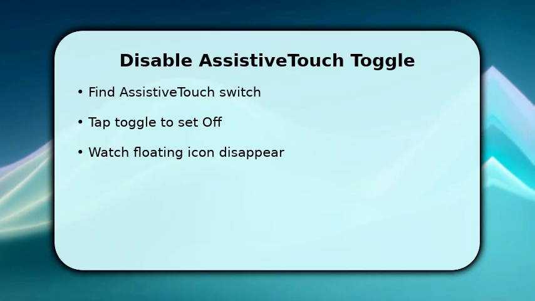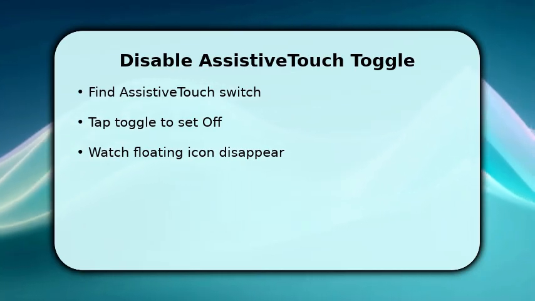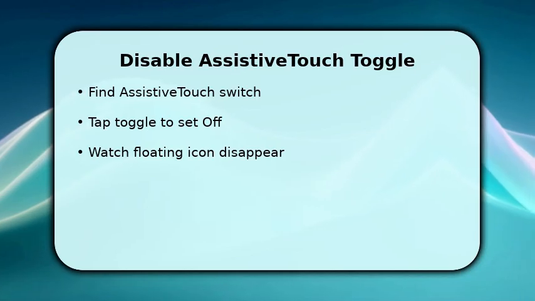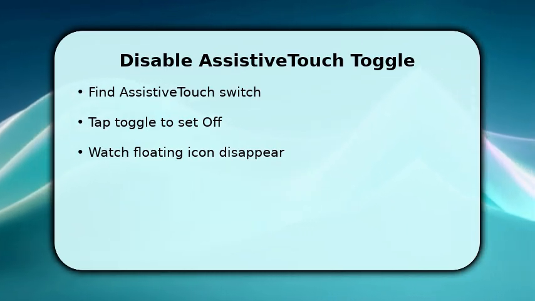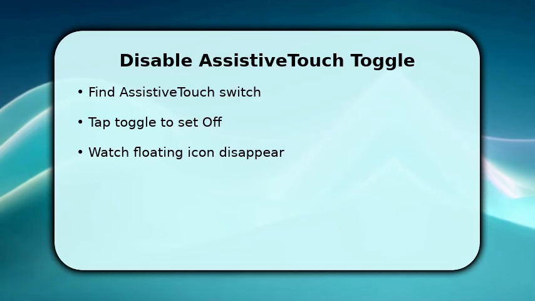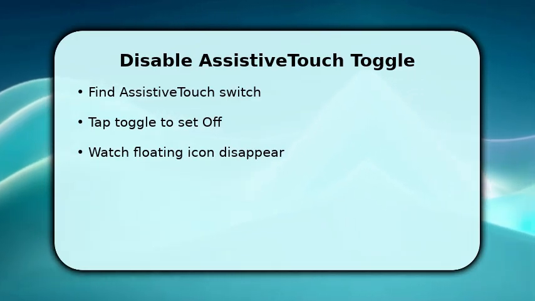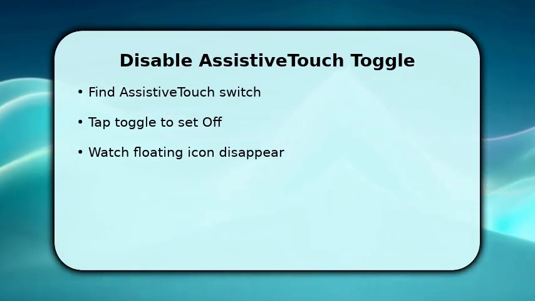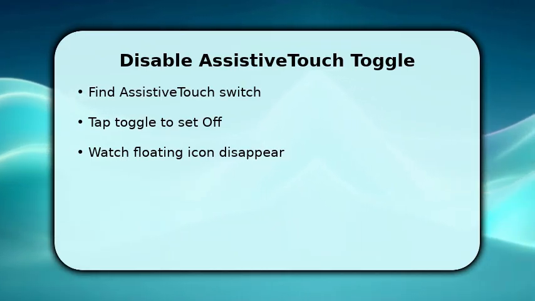If it doesn't change immediately, wait a second then tap again. Some animations delay the icon removal. Once off, the floating button should vanish. This prevents accidental taps and frees screen space, while leaving other accessibility options intact for later reactivation.